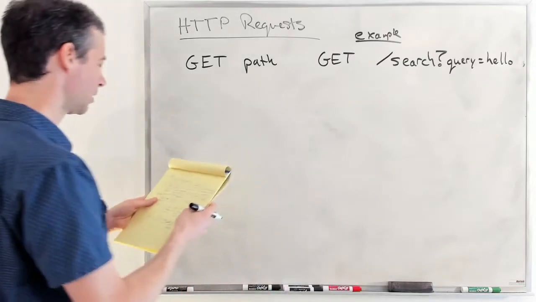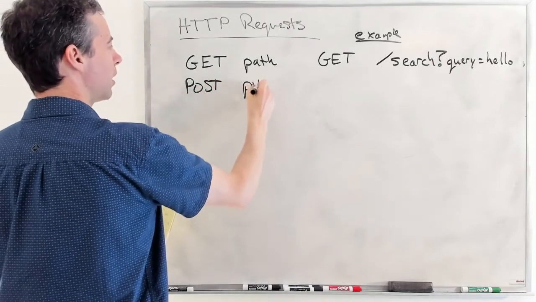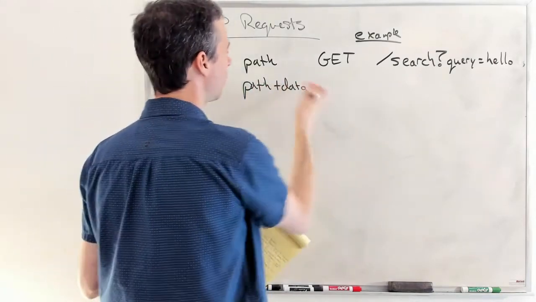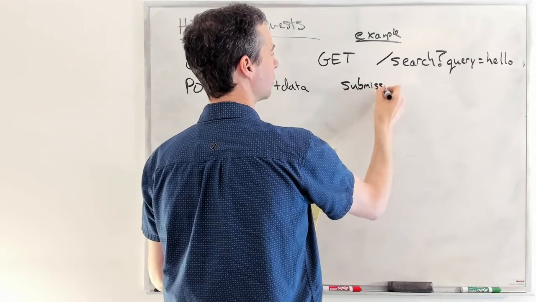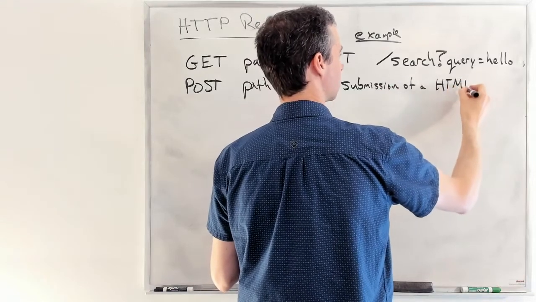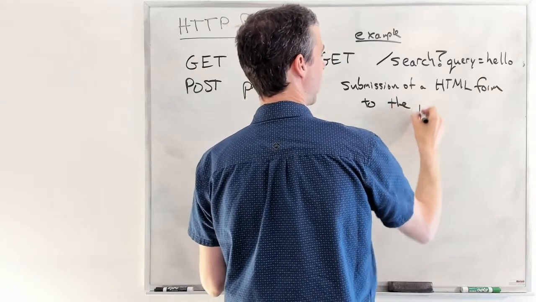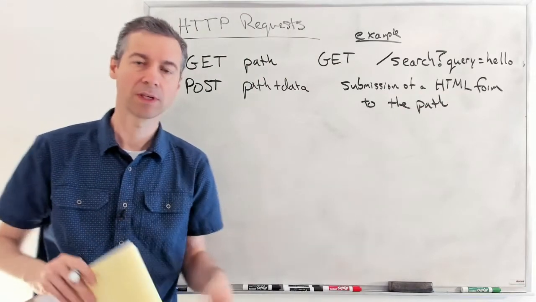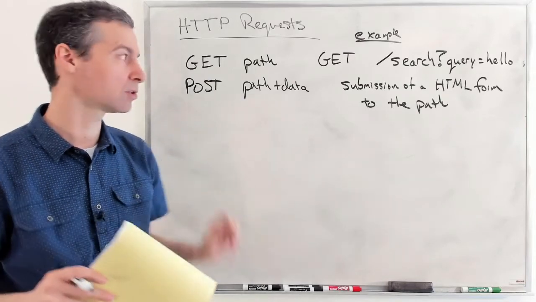The other type of request that comes in is a POST. A POST has with it a path and data. What generates this? Well, it's a submission of an HTML form to the path. The HTML form will specify some path, so that when the data is collected from the user, it should be submitted to this path.